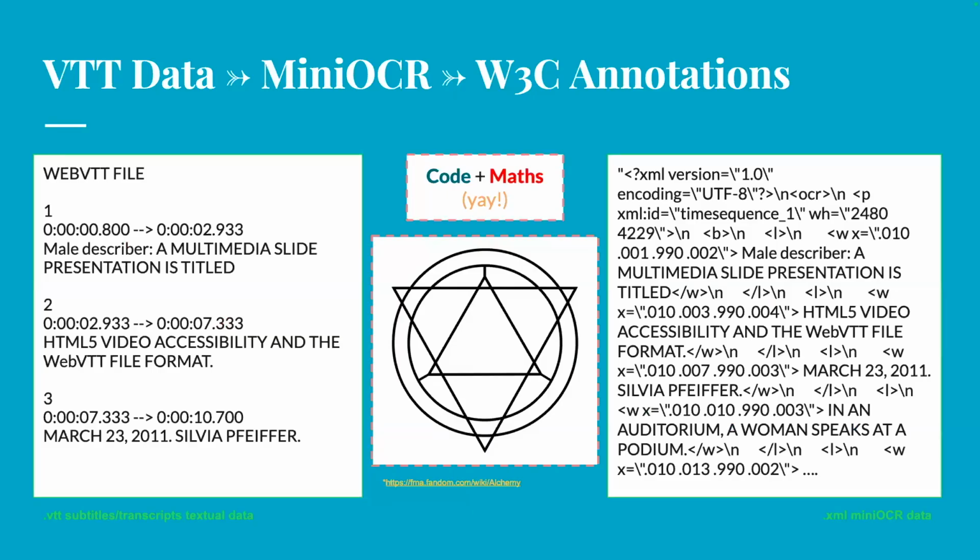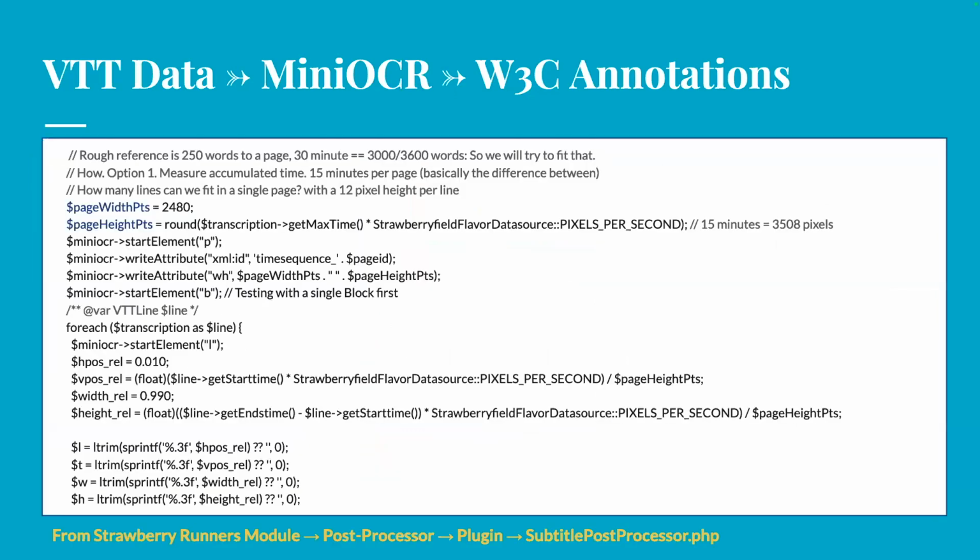Okay, this is the fun part, or the not so fun part. How you transform your textual VTT data on the left to the XML mini-OCR data on the right. That is a screenshot from Fullmetal Alchemist, which is my favorite anime, and that is Ed's transmutation circle. I originally wanted to do the hand signals that he does, but it looked crazy, so I decided not to do it. That's a fun show, if anybody is interested.